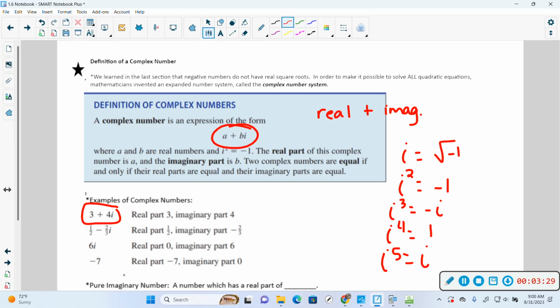Now, for the little blank we have to fill in: pure imaginary number. So you just have the imaginary part. That means there's no real part to it. So of course, if we don't have a real part, we're technically representing that with 0. So that's the one little thing you have to fill in on the blank.